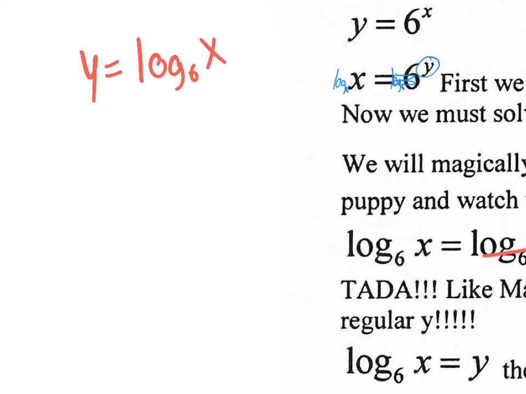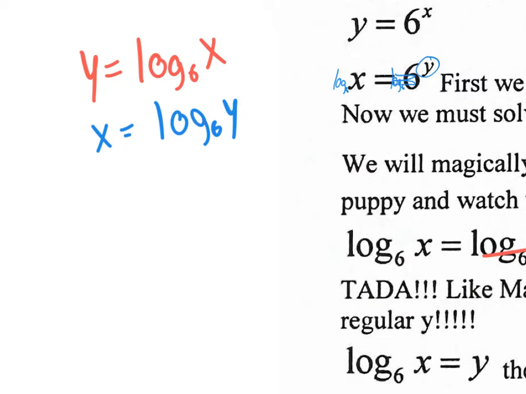So if I want to find the inverse, I would switch x and y. So I'd have x equals log base 6 of y. And then I would have to solve for y. But you see, y is inside the logarithm base 6. And I don't want the log base 6. I just want a regular y.